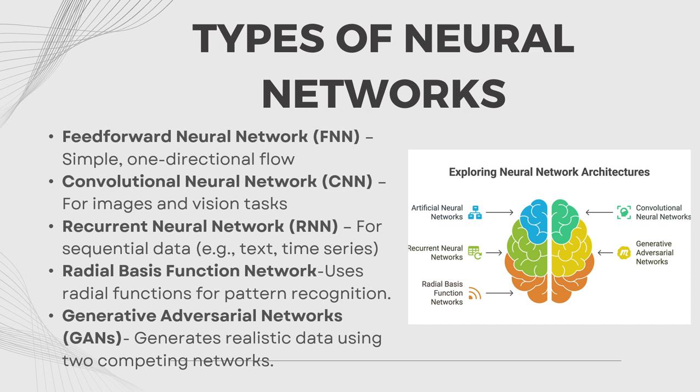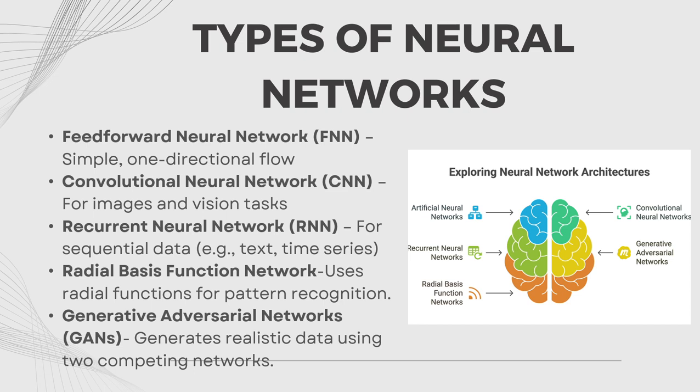Feed forward neural networks. The simplest way, data flows one way only. That means no looping. That means only forward way. It does not come into the backward. Next, convolution neural networks. It is great for image processing. It is used in Instagram filters, facial recognition, etc. Next, recurrent neural networks, designed for sequential data like text or time series. It is used in Siri or Google Assistant.